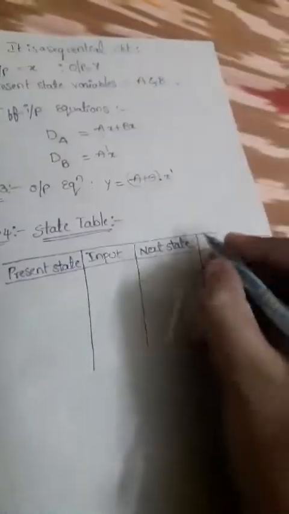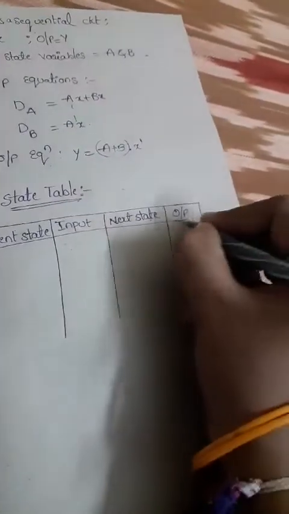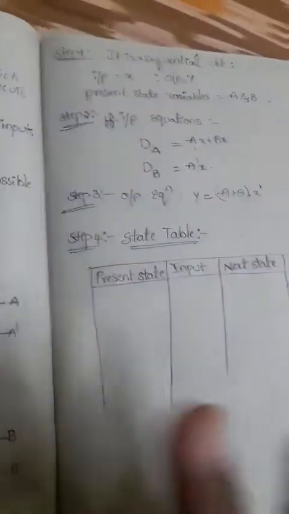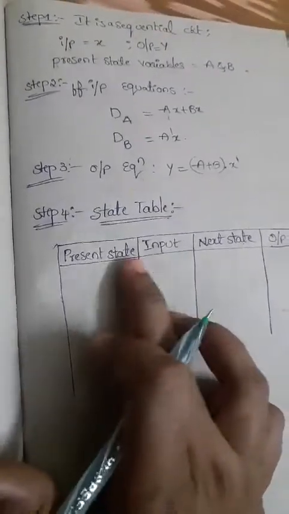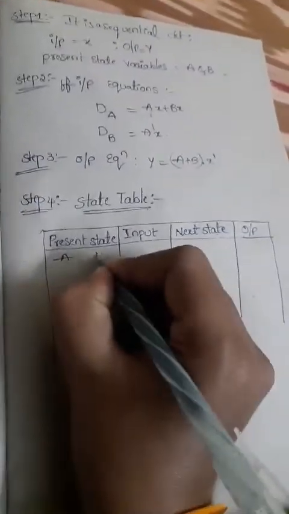And the next one is output. If there is an output, you can place it as it is. Now we'll place the variables, whatever variables we have, in this state table. First, the present state variables: what are we having? In the circuit diagram we have A and B, so as it is, you can place it as AB.